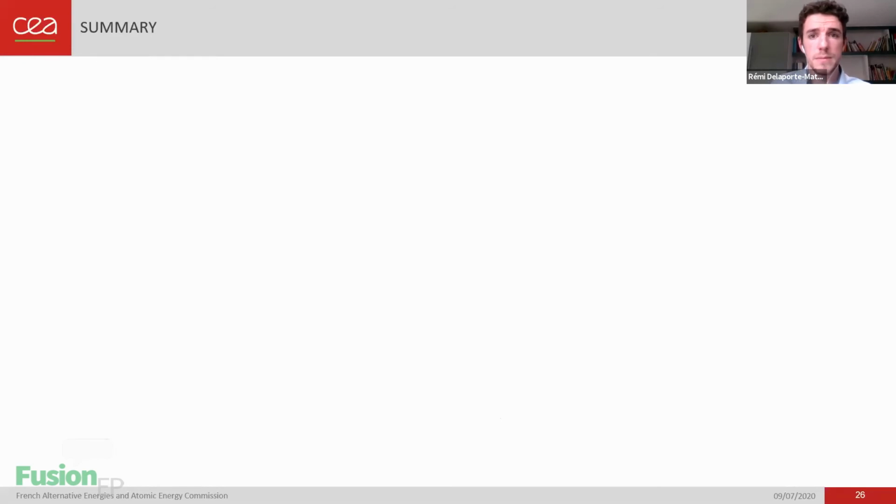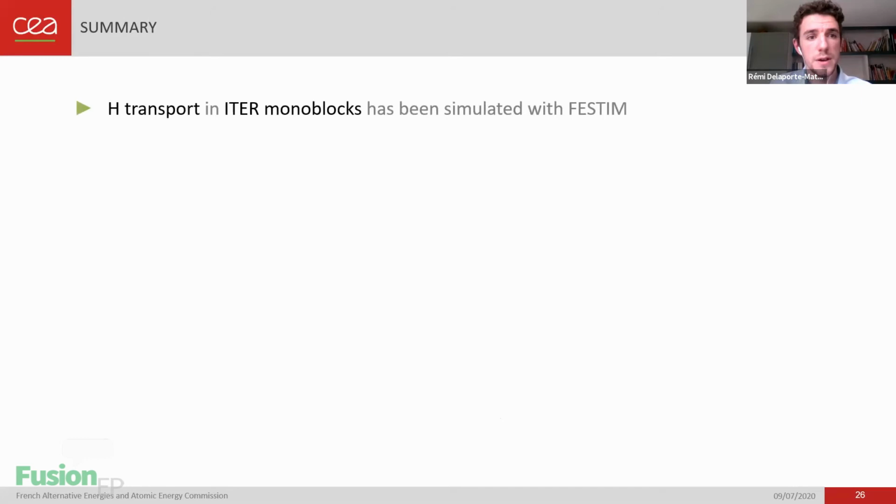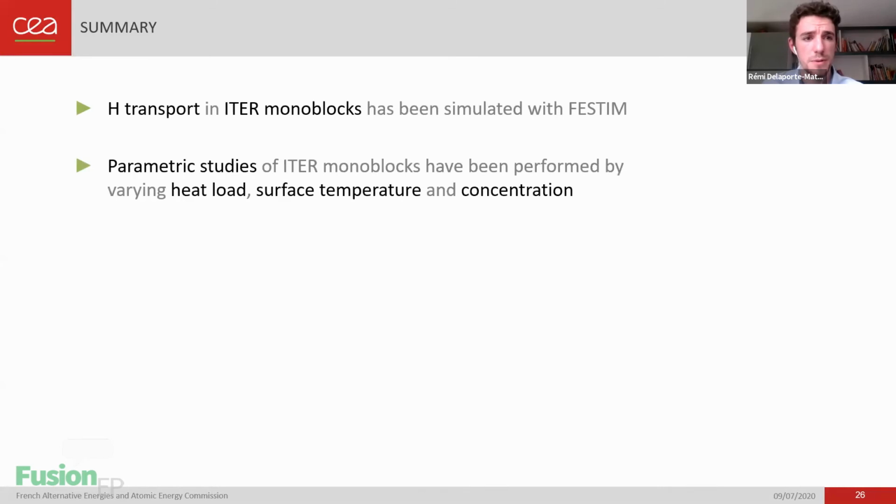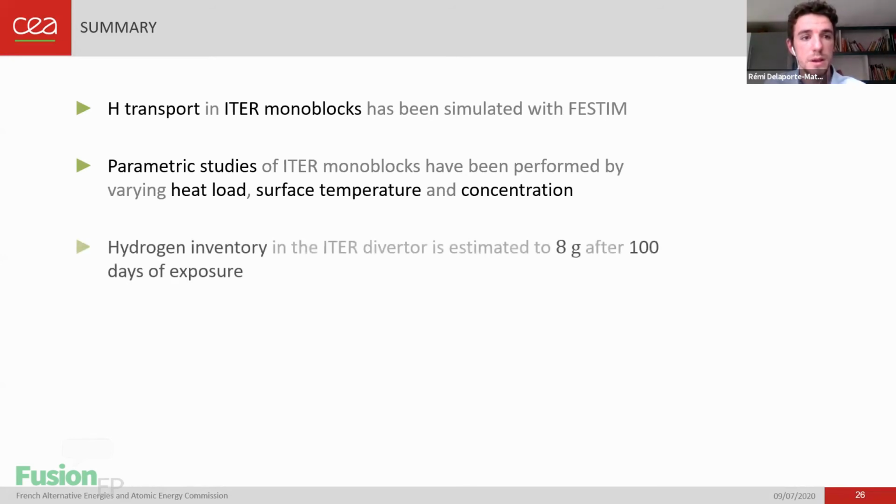All right, let's sum up this a little. So we have simulated hydrogen transport in ITER-like monoblocks with the code name FESTIM. We've performed parametric studies of these monoblocks where we varied heat load, surface temperature, and surface concentration. We've been able to estimate the total inventory of hydrogen in the divertor after 100 days of exposure.